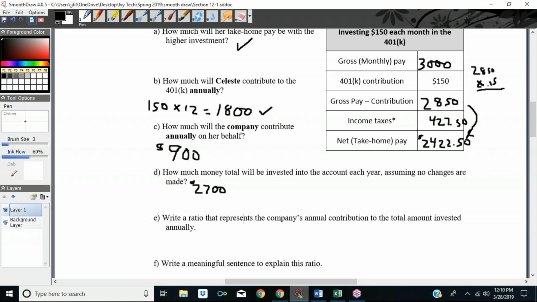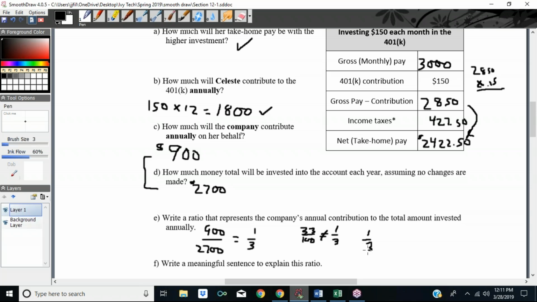And then we want a ratio that compares the company's annual contribution to the total invested. So we're really looking at a ratio of these two. So the ratio is 1/3. And so those of you who put 33 in the chat box, you have to be careful because this is not 33 or 33%. 33% would be 33/100ths, and that is not the same as 1/3. It's close, but it's not the same.